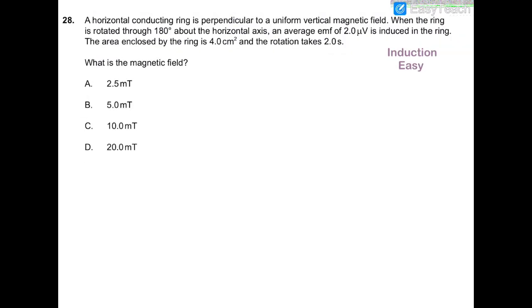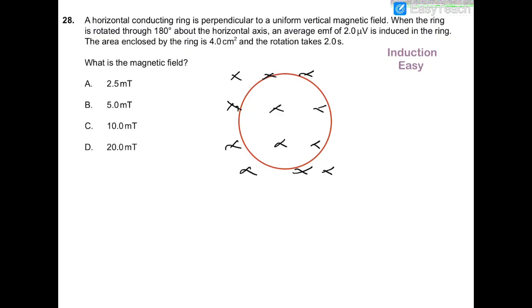Now in this question, a horizontal conducting ring is perpendicular to a uniform magnetic field. So let us draw a ring. It is perpendicular to a uniform magnetic field. Okay, so let us consider the magnetic field like this inside the plane. This ring is rotated by 180 degrees about the horizontal axis, this is the horizontal axis, and the average EMF induced in the ring is 2 microvolt. So the area enclosed by the ring is this, and rotation takes 2 seconds.